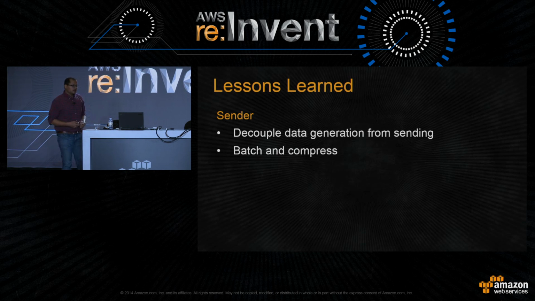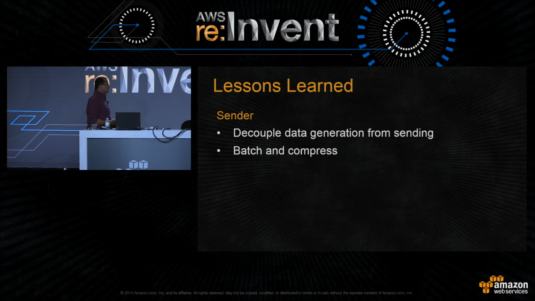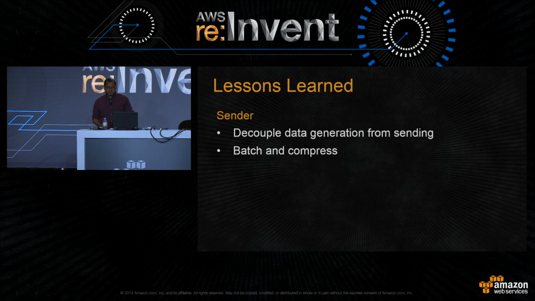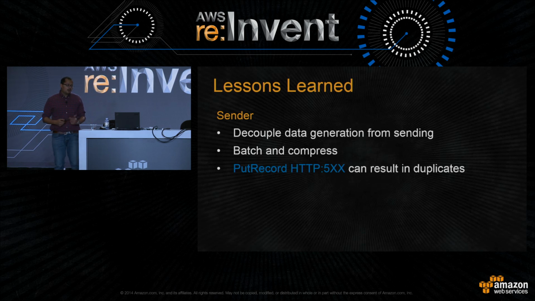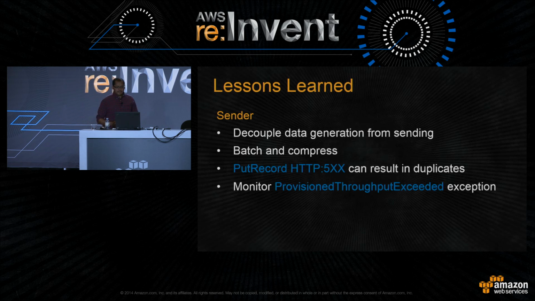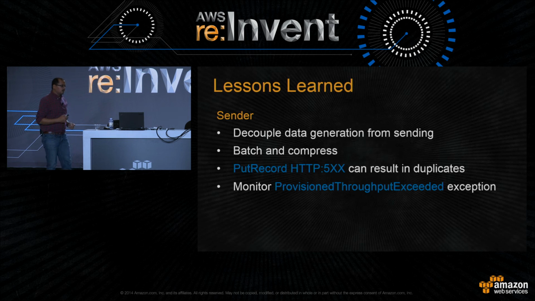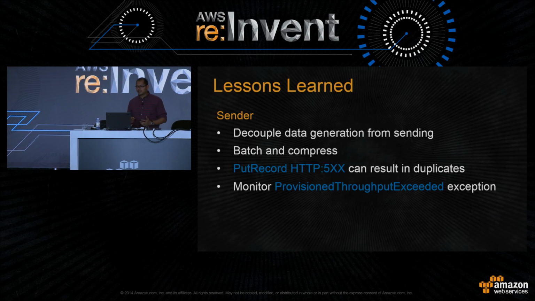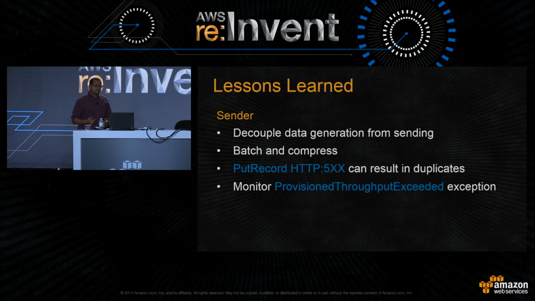Do batching and compression whenever you can. That will allow you to send more data within a single call. PutRecord HTTP 500 can result in duplicates. That's something we learned after building a consumer. I would also recommend monitoring the ProvisionedThroughputExceeded exception, which can help notify you about additional stream capacity required. If you start getting these exceptions frequently, that means your sender is not able to send all the data it's generating.